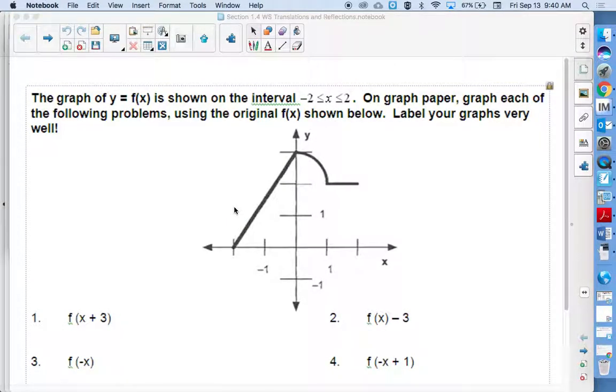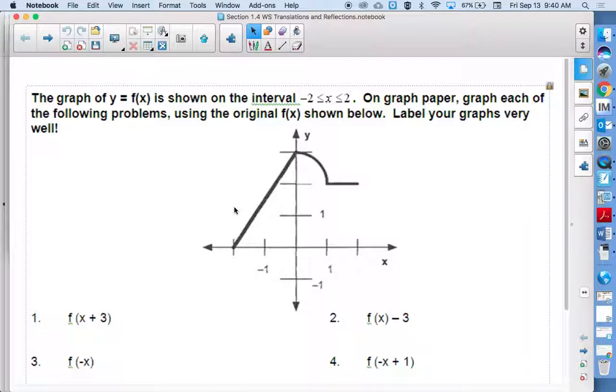So the directions say you have this graph, and the graph is just f of x. And it looks like a piecewise function. So we have a straight line, a little curve that would probably be part of a parabola, and then we have that horizontal line. It says, on graph paper, we're going to graph the following problems using this original function, and I have asked you to label your graphs very well.